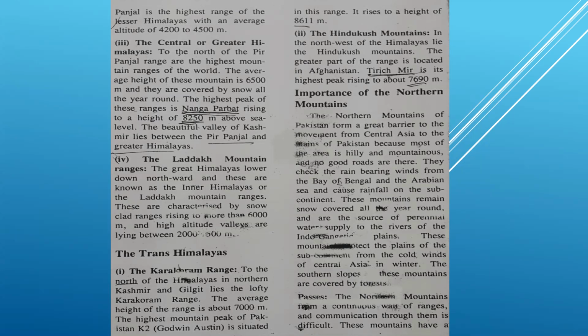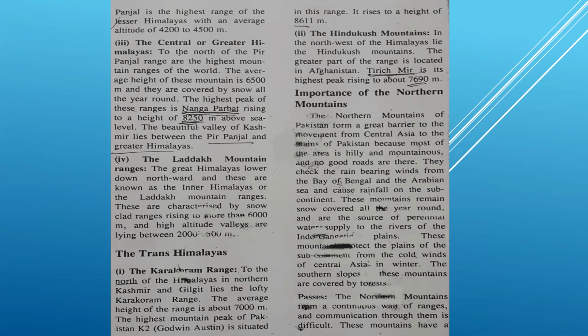The Trans-Himalayas, the Karakoram range. Now we will discuss the Trans-Himalaya, the Karakoram range to the north of the Himalayas. In northern Kashmir and Gilgit lie the lofty Karakoram range. The average height of the range is about 7,000 meter.